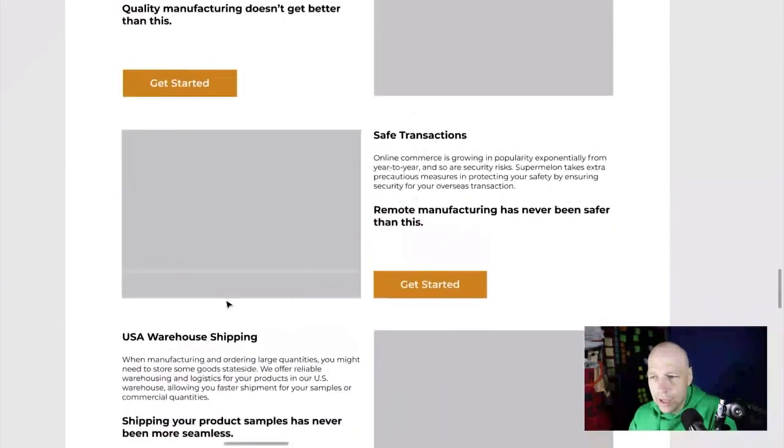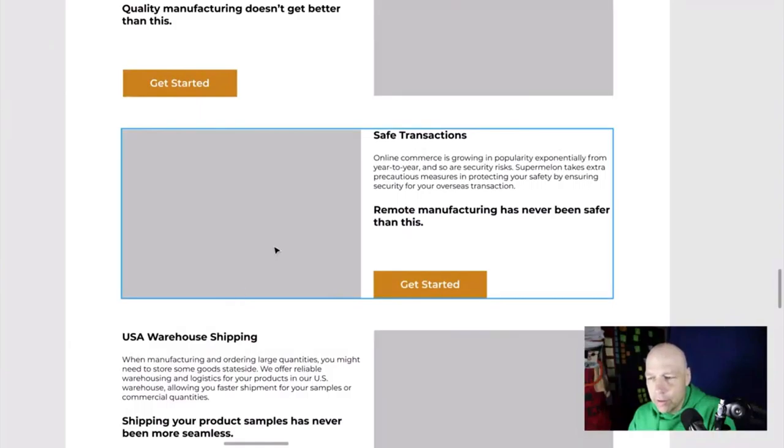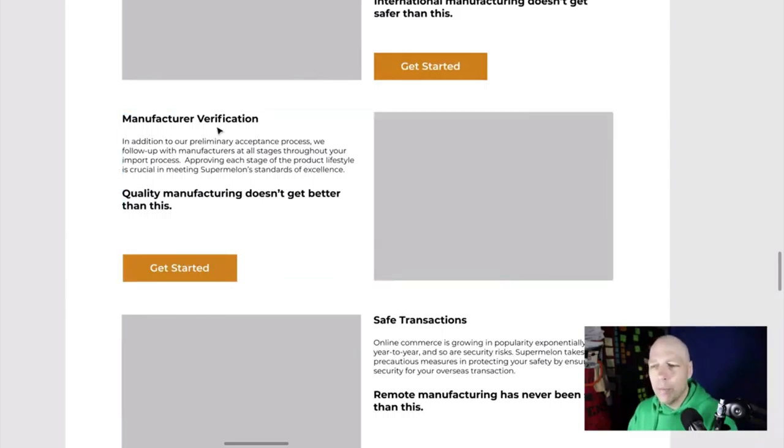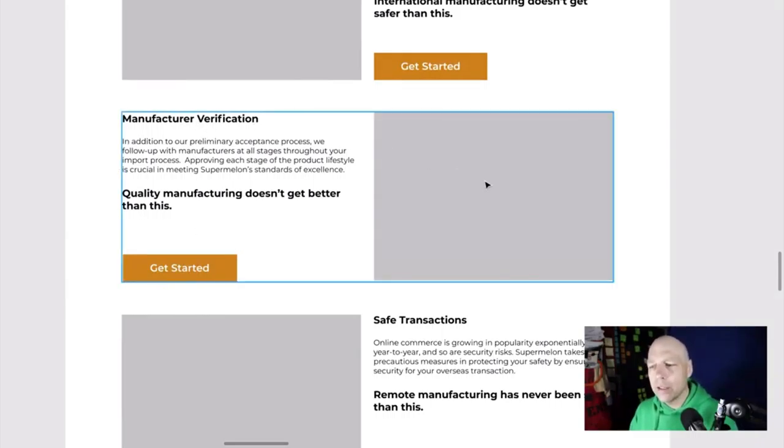what's the image I have for safe transactions? Is that a Brinks truck? Is it guards? What's the image that I'm using there? And the fact of the matter is, manufacturer verification, is that just a factory?